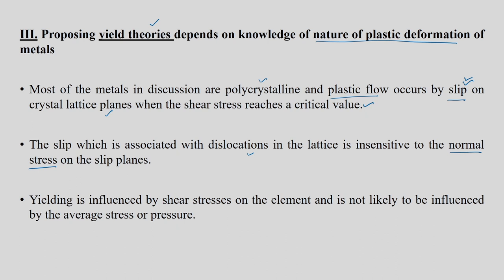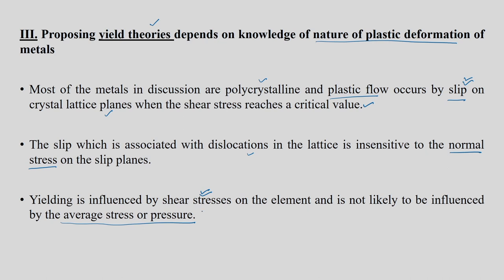You say normal stress and then shear stress, okay. These normal stresses are related to principal stresses, when shear stresses are not there. These are all certain things you should know. Now what we are going to say is, this yielding is influenced by shear stresses on the element and is not likely to be influenced by average stress or pressure, okay. Suppose you quantify something called an average stress or pressure, the average of, let us say, principal normal stresses, then we are going to say that yielding is influenced only by the shear stresses and not likely to be influenced by that average stress or pressure.